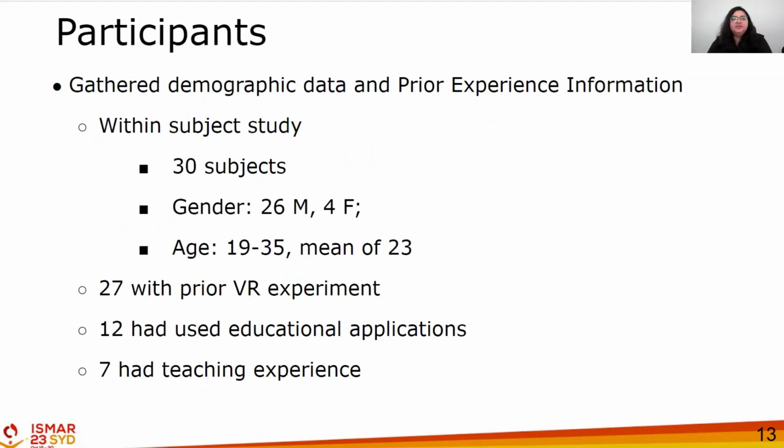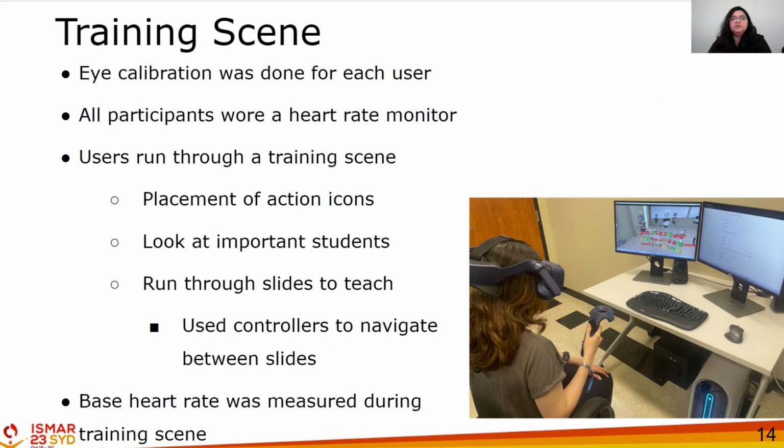At the start of the study, we gathered the demographic data and asked the subjects to fill up a prior experience questionnaire. Our study was a within-subject study with 26 males and 4 females in the age group of 19 to 35 with a mean of 23 years. Out of the 30 participants, 27 had prior VR experience, 12 participants had used educational applications, and 7 participants had prior teaching experience.